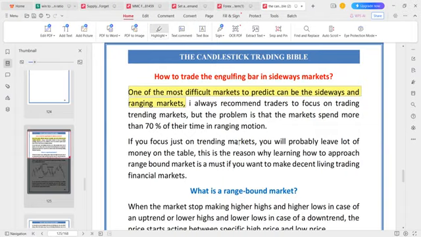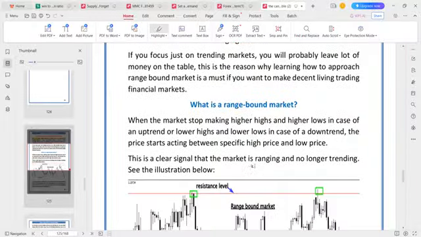But when the market starts to trend, that's when you should be on top of that and you should be killing it, right? So if you focus on just trending markets, you probably leave a lot of money on the table. This is the reason why learning how to approach range-bound markets is a must if you want to make a decent living trading financial markets.